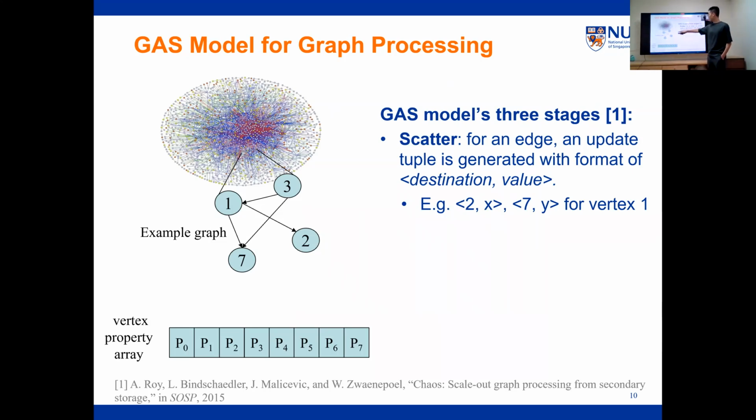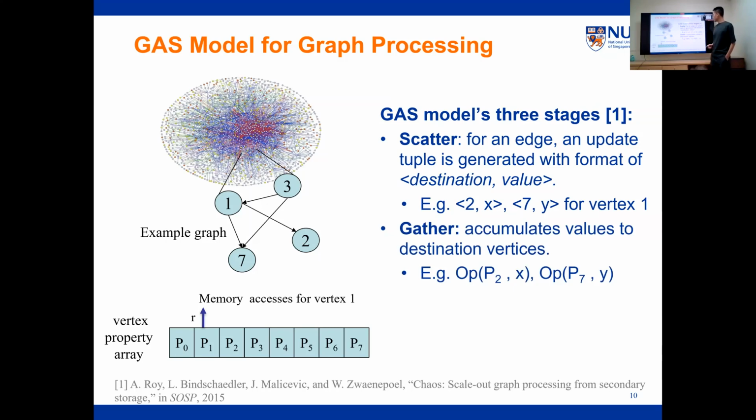For example, vertex 1 has vertex 7 and 2 as its neighbors. In this case, 2 update tuples will be generated, with destinations 2 and 7 respectively. And the values x and y are calculated from vertex 1's property and also the edge properties. For the gather stage, it accumulates values to destination vertices. In this case, x and y will be accumulated to the properties of vertex 2 and vertex 7 respectively. So we first need to read their property, accumulate with the value, and then write back.